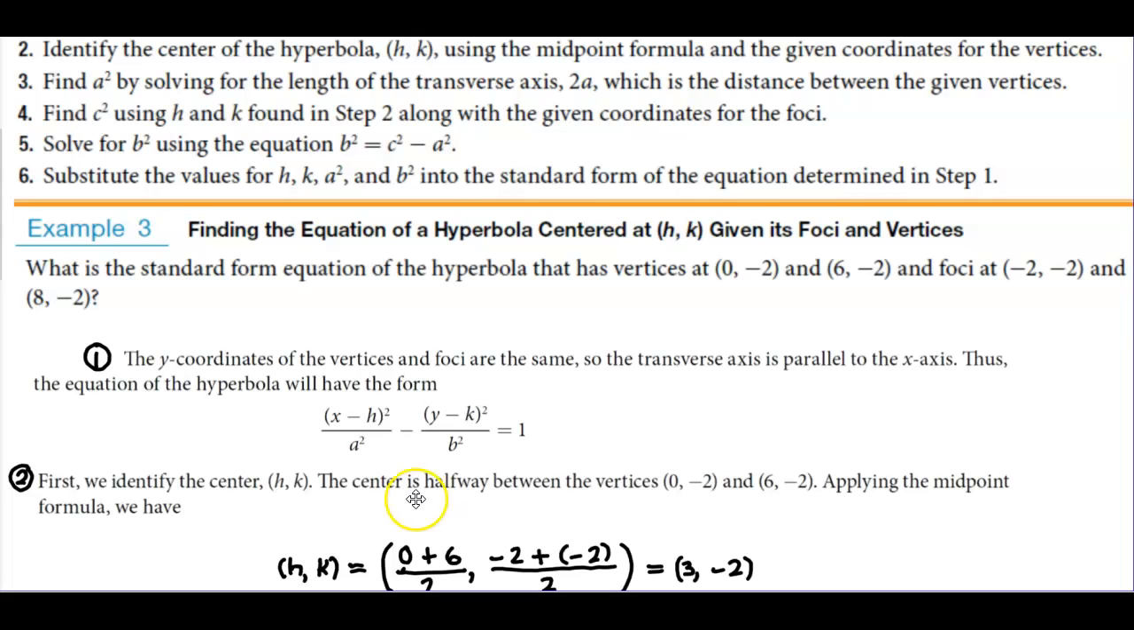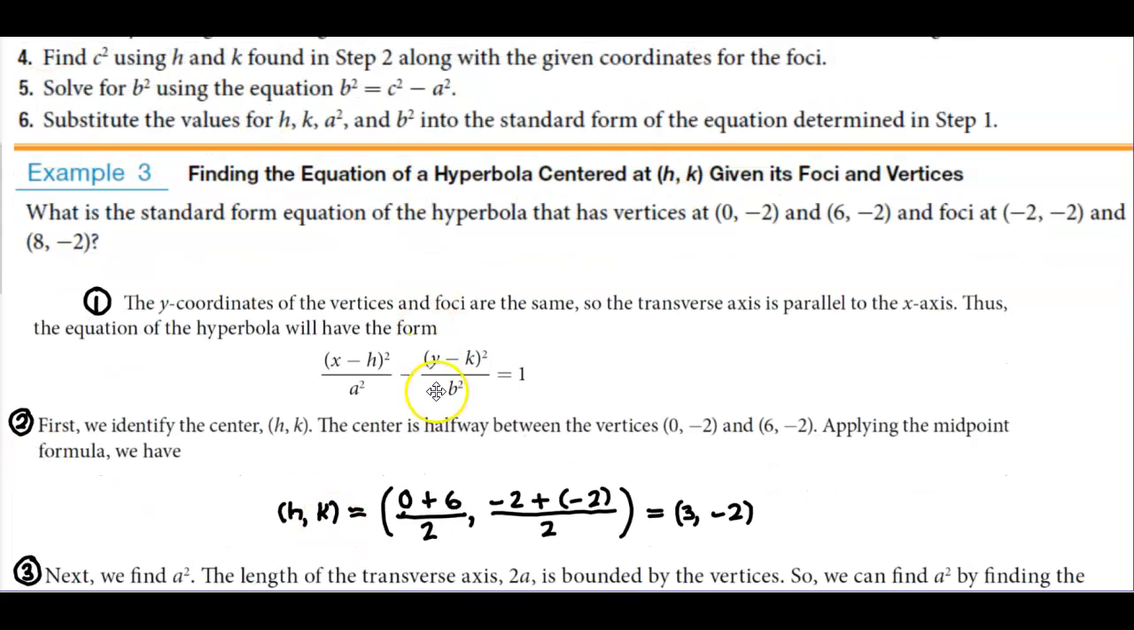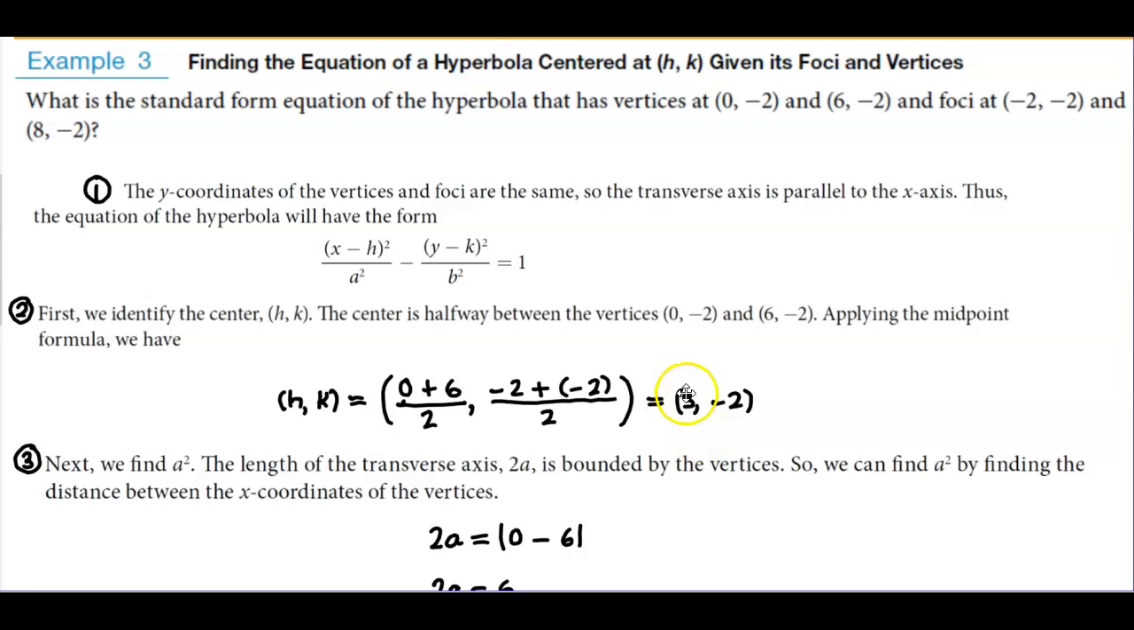Now first, we identify the center (h, k). The center is halfway between the vertices (0, -2) and (6, -2). Applying the midpoint formula, we have the following. The x-coordinates are 0 and 6. We add those and divide by 2, so 0 plus 6 divided by 2 gives us 3. Then we take the y-coordinates, which are -2 and -2, add those together to get -4, and divide that by 2, which gives us -2. So now we know the center is located at (3, -2).